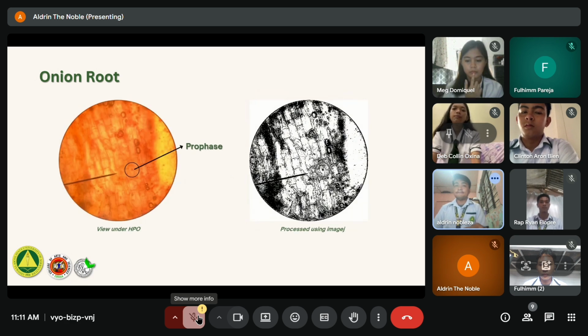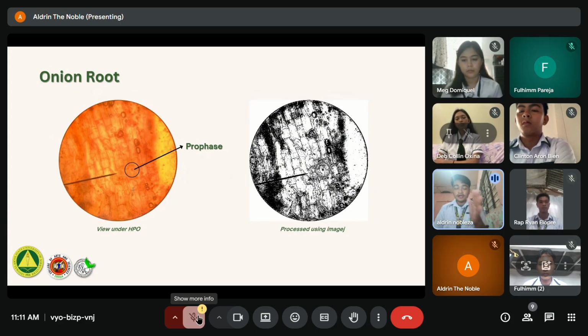So in this next slide, as you can see, the image under high power objective is in the left corner, and we processed the image using ImageJ. We used ImageJ because it is easy-to-use software for analyzing microscopic images. And just like this one, it allows us to make accurate measurements such as the size of each cell, the cell wall as you can see, the prophase, and also the number of cells in each mitotic stage.